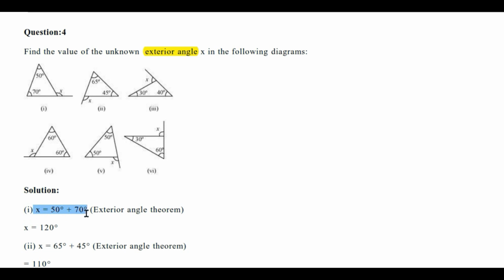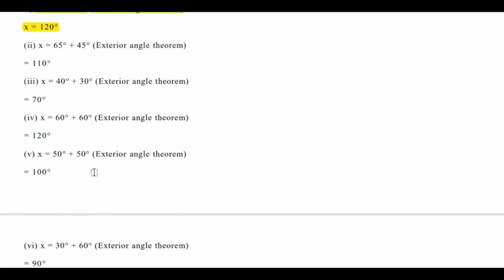x equals 50 plus 70. Reason: exterior angle theorem, or you can write exterior angle property. Then you have to write the answers like this. Now I'll leave the remaining part for you to do by yourself. I'm not going to show the solutions of all these questions. I already explained how you have to do it. Now question number 5.